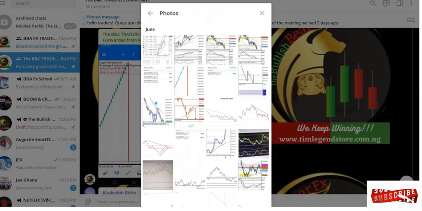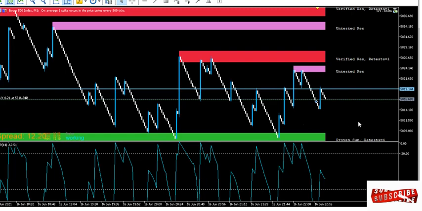So let us go straight to this strategy. Now, quite a lot of you know this indicator already, the shift supply and demand indicator. I posted it sometime in my Telegram channel, but I'll have to post it again for the sake of this video.